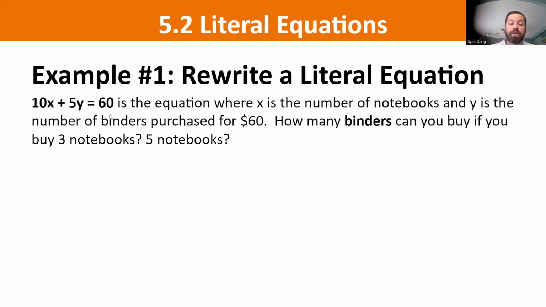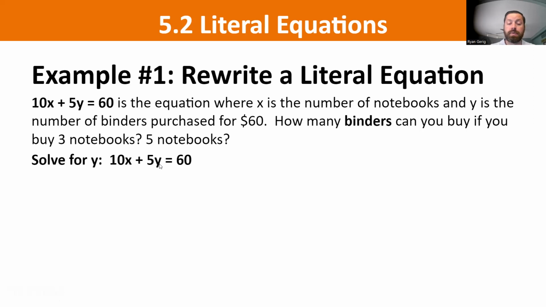Could we solve this equation for a different variable? So what we're going to do is we're going to solve for y. Now, why am I choosing that variable to solve for? Well, the question is how many binders? And if you look back at what y stands for, y is the number of binders. So if I can get y by itself, I can plug a number in for x and get an answer to the question. So we're going to solve for y.